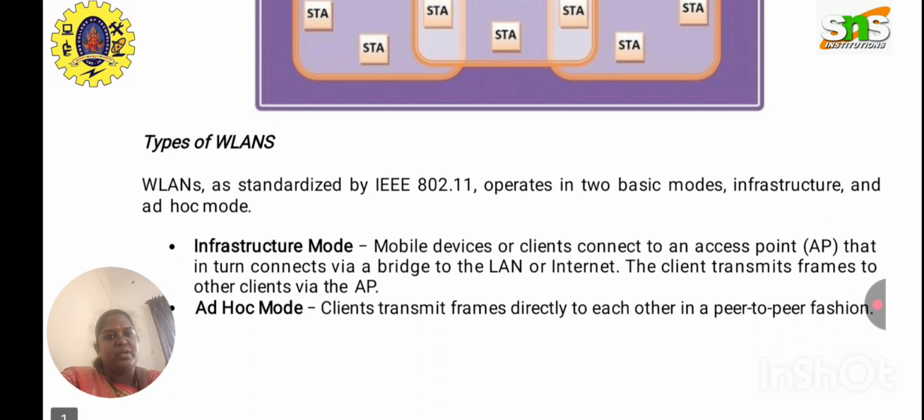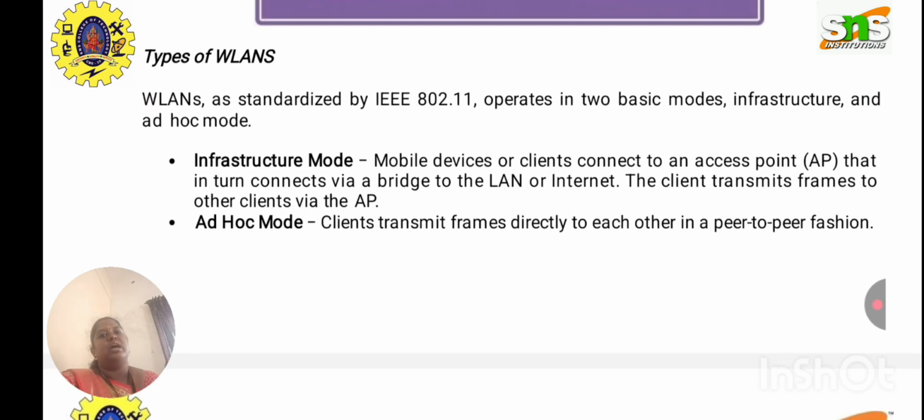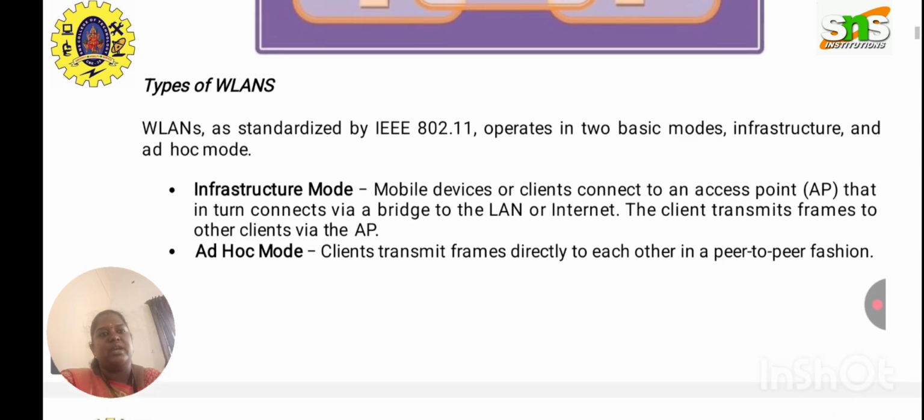And we are having types of WLANs: infrastructure mode and ad hoc mode. Infrastructure mode is where a mobile device or client connects to an access point, and that in turn connects via a bridge to the LAN or internet. The clients transmit frames to other clients via the APs. Ad hoc mode is where clients transmit frames directly to each other in a peer-to-peer fashion.